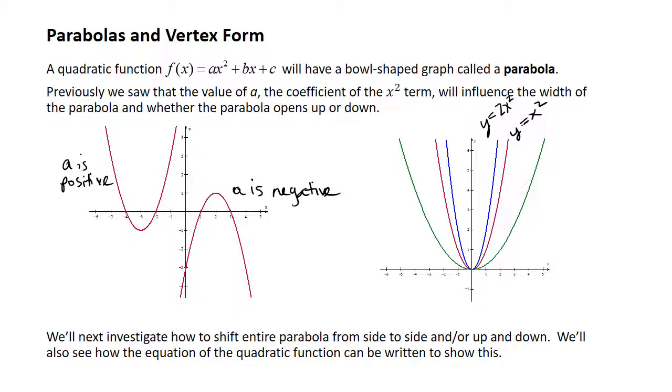The green graph on the outside has an a value of 1/4. As your a value goes down from 1 towards 0, it's going to widen the parabola because in essence it's shrinking the height. So the a value tells you whether the parabola opens up or down, and the width of the parabola. What we're going to look at in this video, though, is how we shift a parabola from side to side or up and down. All right?